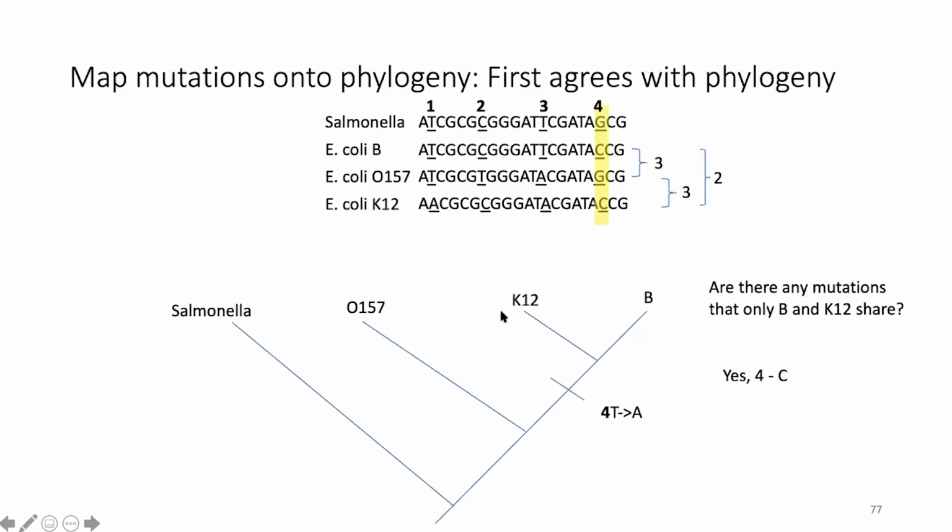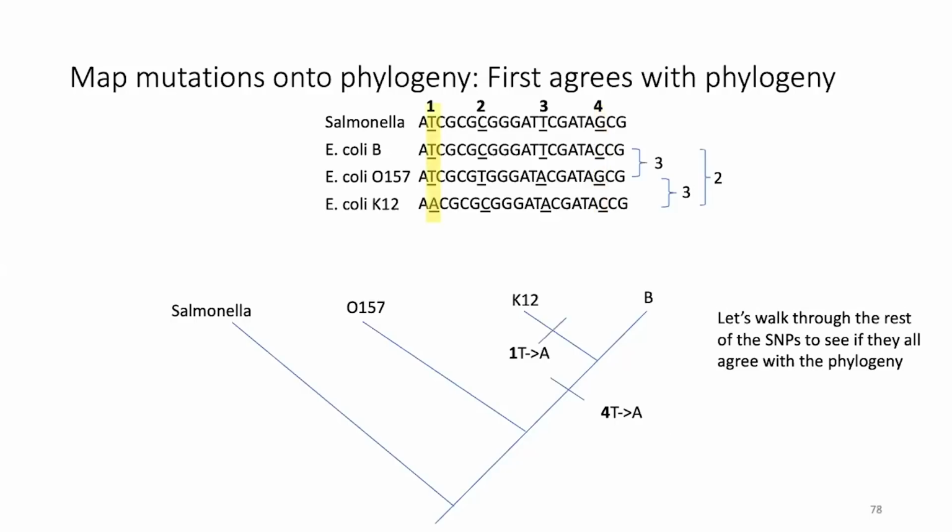So basically, the clustering, these distance scores between the sequences gave us the shape, and this number 4 mutation gave us additional support that yes, there is a mutation that occurred here that now makes these two guys cluster together and cluster away from the rest of the phylogenetic tree. Okay, so that makes sense, and that seems all good. So let's walk through the rest of the SNPs to see if they all agree with this phylogeny.